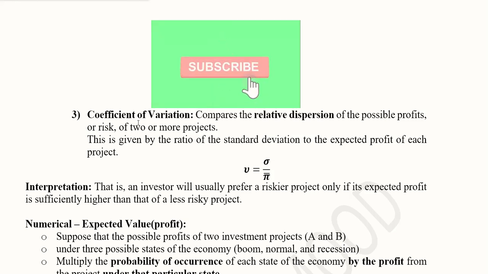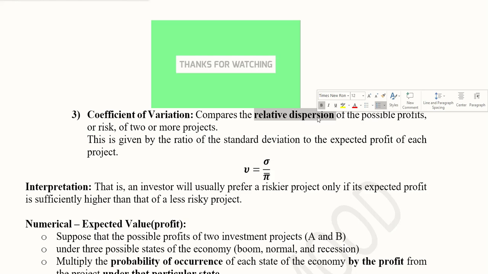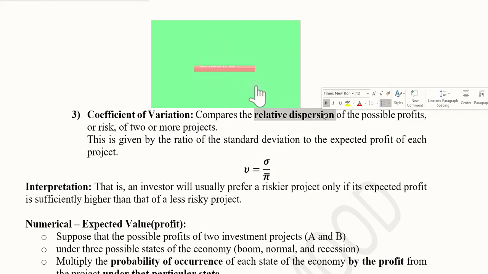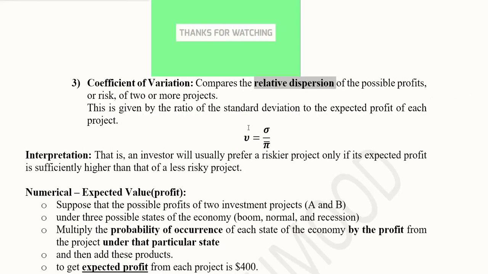Now finally, coming to the final measure, this is the coefficient of variation. It is the relative dispersion of the possible outcomes of two or more projects. So here we are going to compare two or more projects on the basis of their risk, and this risk will be measured in a relative manner, that is, the relative dispersion will be calculated. And it is very easy because we simply have to use the already calculated value of standard deviation. We are going to divide it with the expected profits, and it will be equal to the coefficient of variation, which is represented with a V-like letter, but this is not V, it is actually the upsilon, which is the Greek equivalent of V.